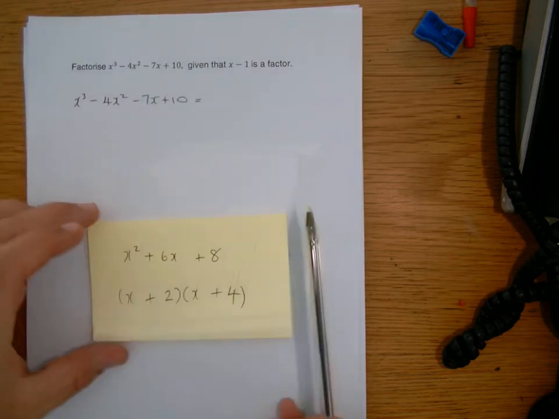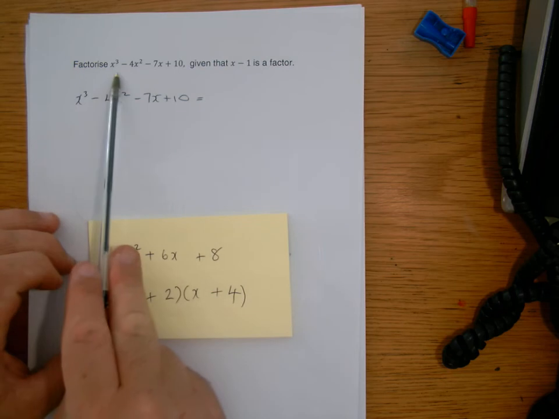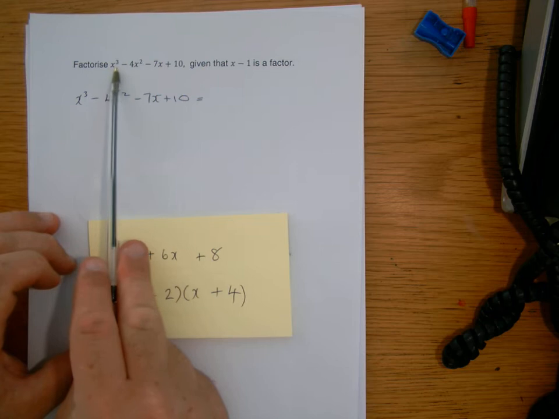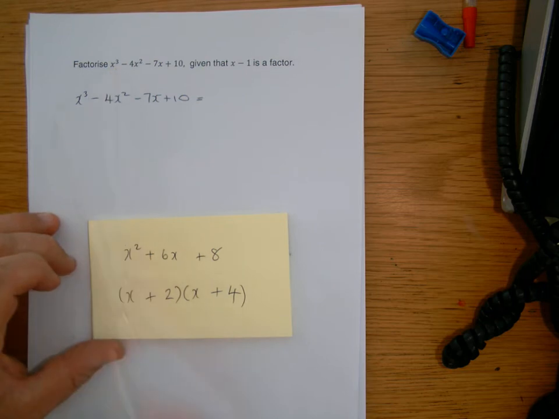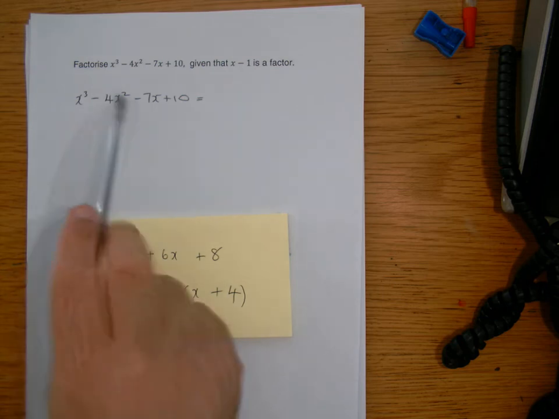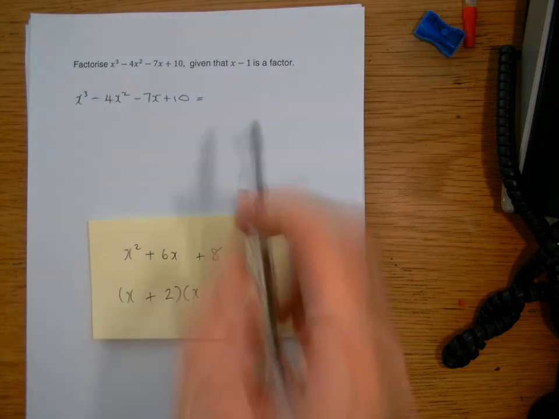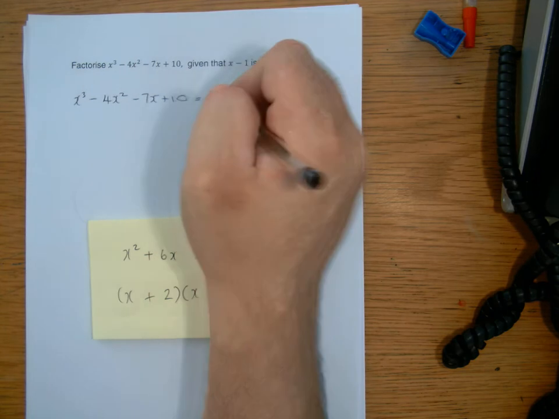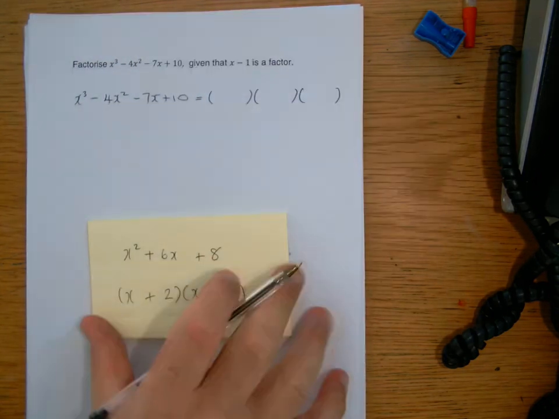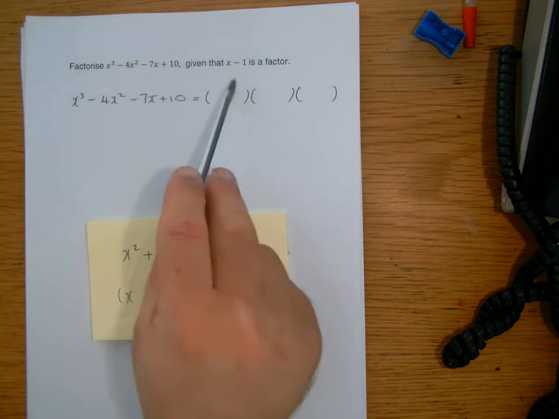For A level, we're going to be looking at cubics, not quadratics, cubics. It's called a cubic because the highest power is a 3 here. So how do we do it? Well, with a quadratic, the highest power is 2, and we normally expect there to be 2 brackets when we factorise it. With a cubic, the highest power is 3, so we're going to expect there to be 3 brackets, like that.